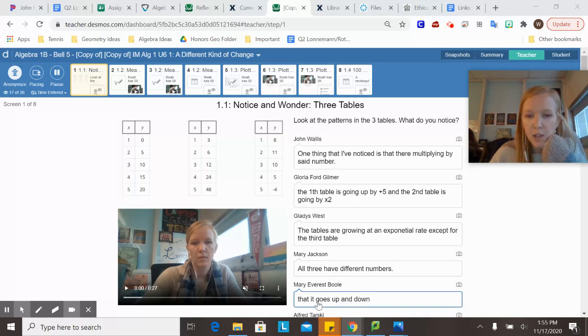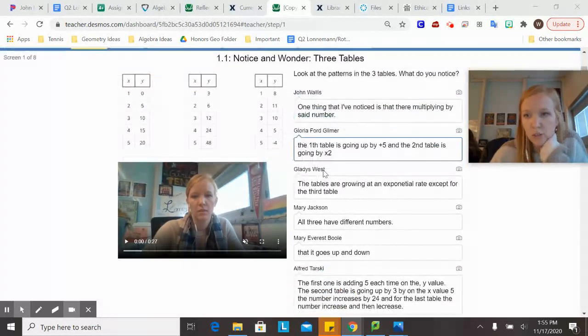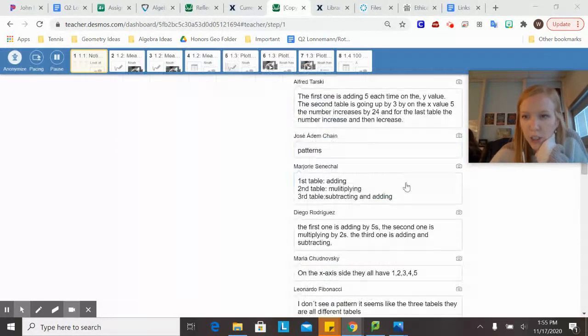We see it goes up and down. I'm going to assume that they're talking about that third table where the y's increase and then decrease. The first table is going up by +5, and the second table is going up by ×2. Good. So, that's some good observations. So, let's look at our wonders.